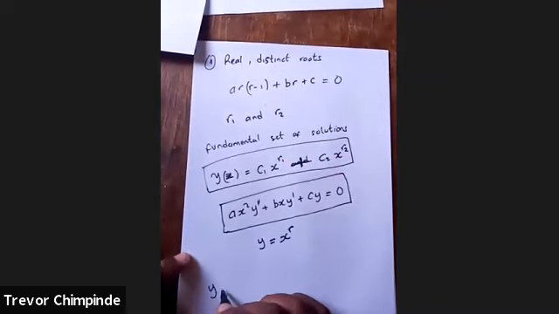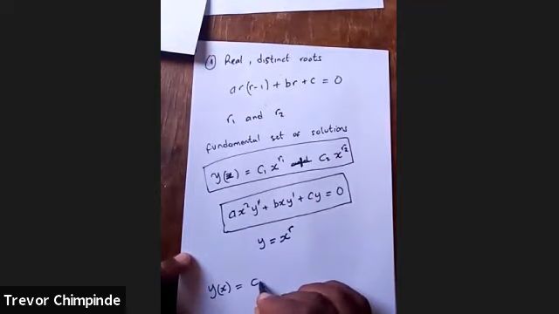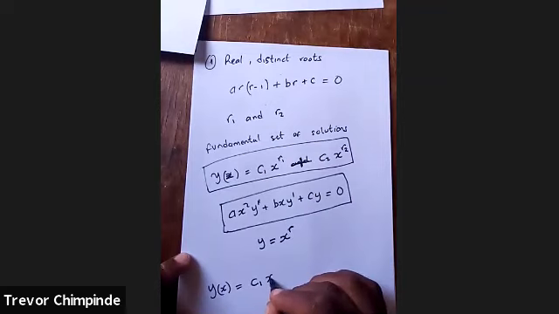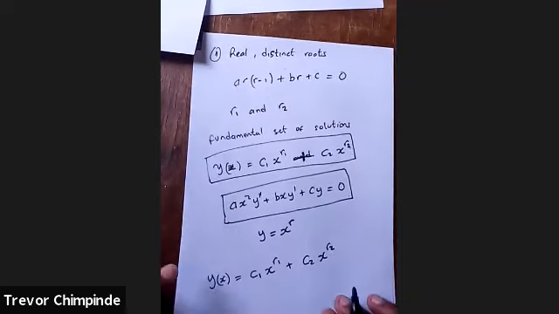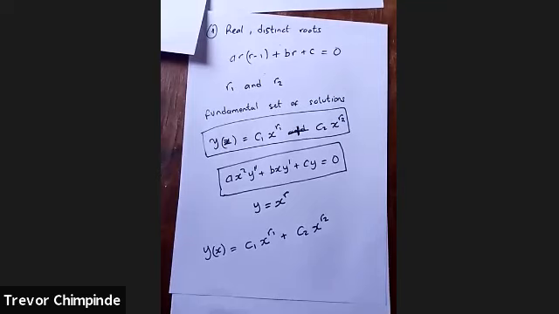So you get y of x is equal to C1 x to the R1 plus C2 x to the R2. You can add this constant, because by adding it, you're just making it more general. Is this okay?